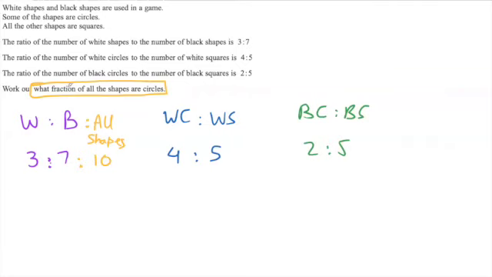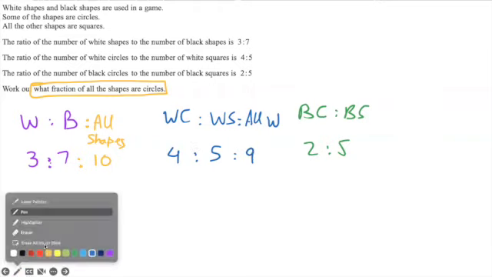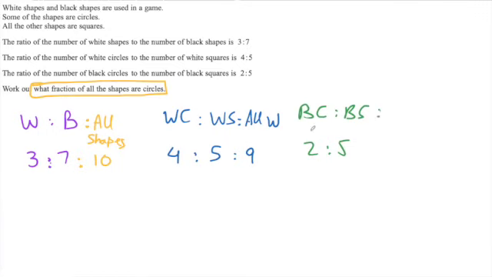Okay, so because we're also concerned about the shapes that are circles, let's talk about white circles and black circles. Okay, so this blue ratio in the middle, let's take a look at it. If there's 4 white circles and 5 white squares, then all white shapes are going to be 9. 4 plus 5 is 9. And in the same way, if there's 2 black circles and 5 black squares, then all black shapes is going to be 2 plus 5, which is 7.